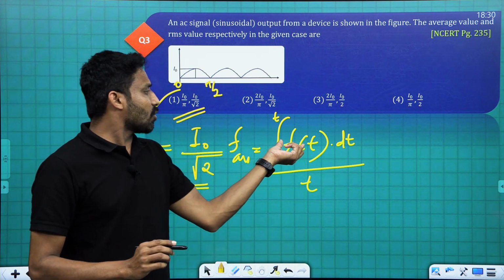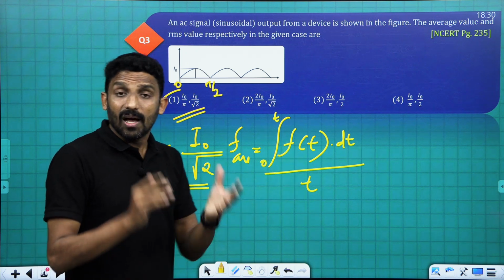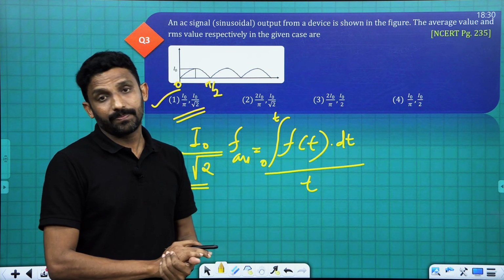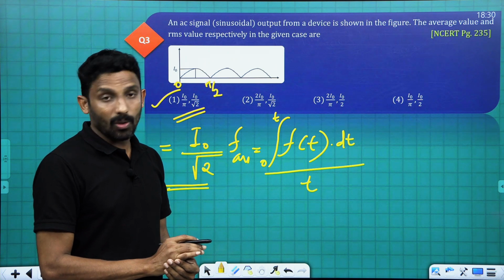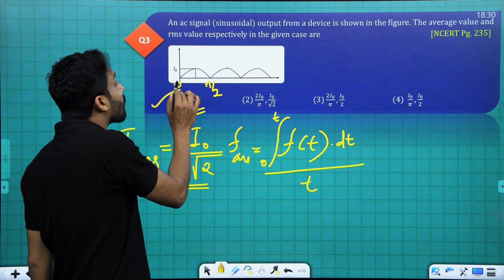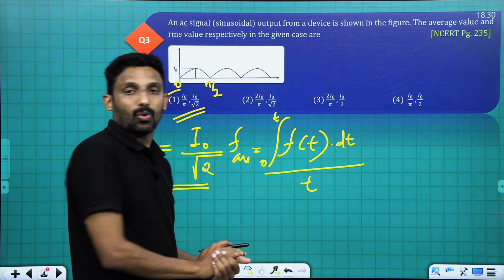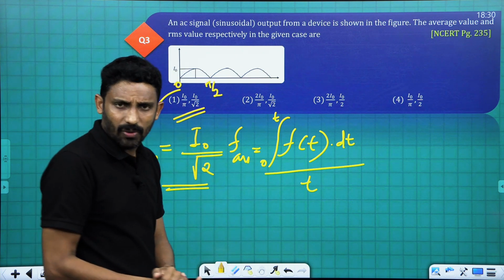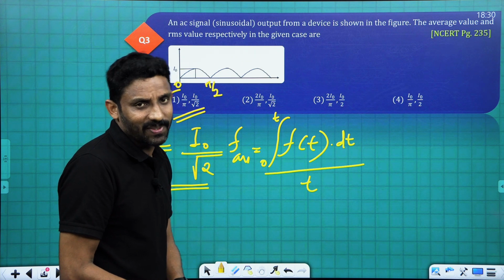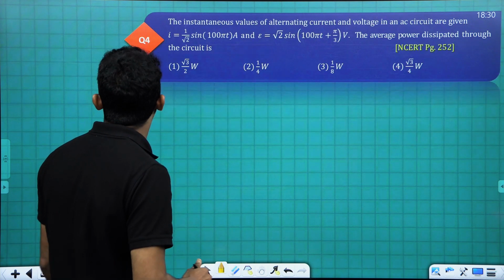See, this function of time here we can place as I naught sin omega t, and this time interval here from 0 to T by 2, all divided by T by 2. We get the answer I naught divided by pi. Yes. The next one, question number 4.